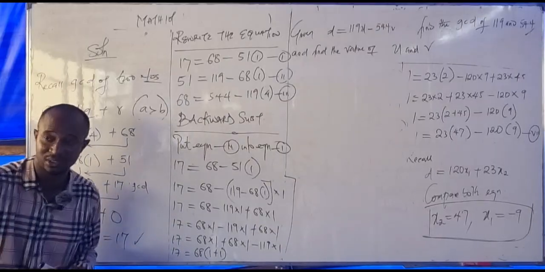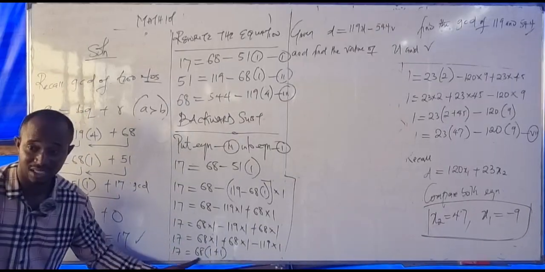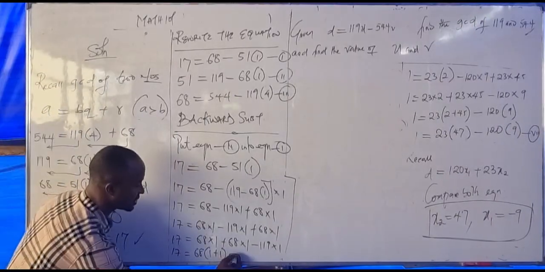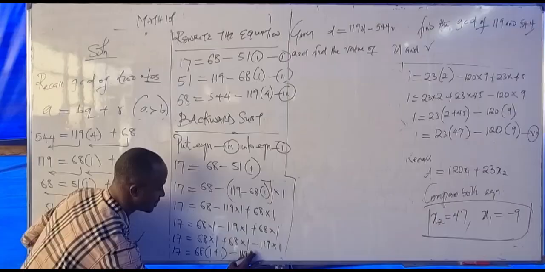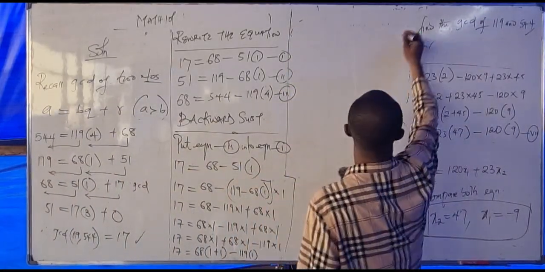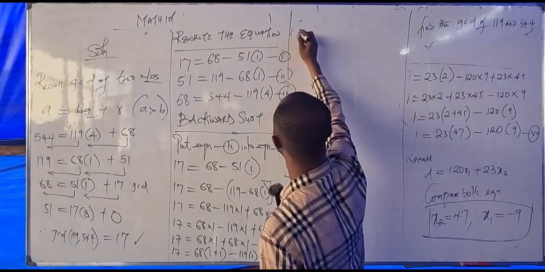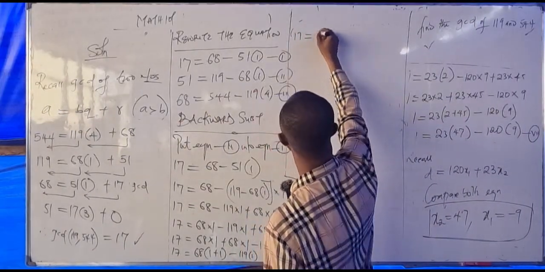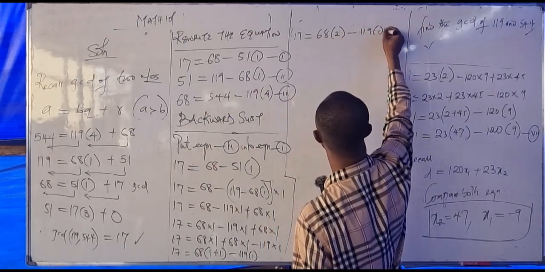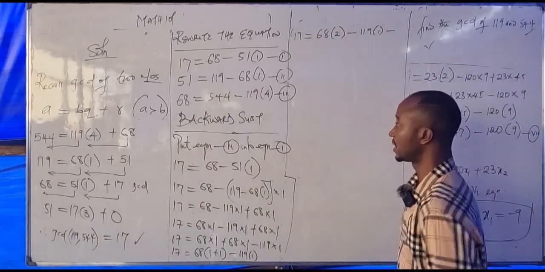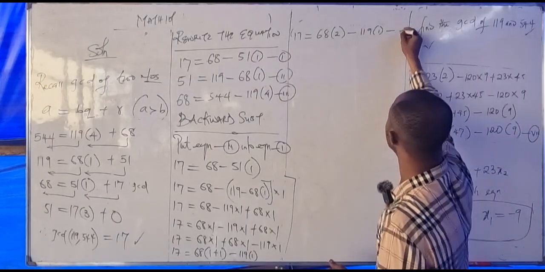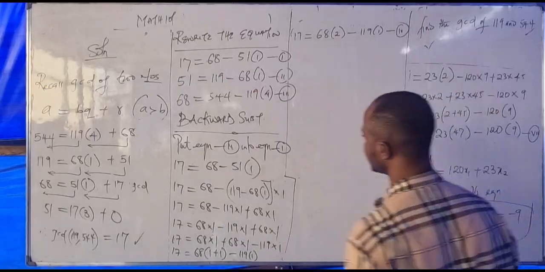Or the other way we can do it is, since 68 is common, bring it out. What's remaining here? 1 plus 1. Are you getting it now? Minus 119 times 1. So what do you have here as the final value? 17 is equal to 68 times 2 minus 119 times 1. This is equation 4, right? Okay. I'll put this out.